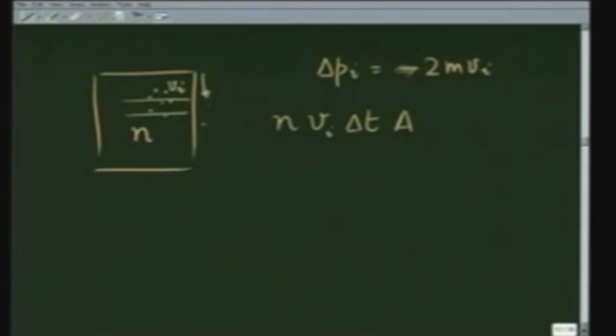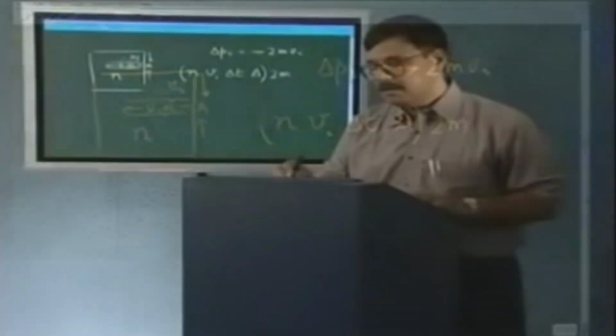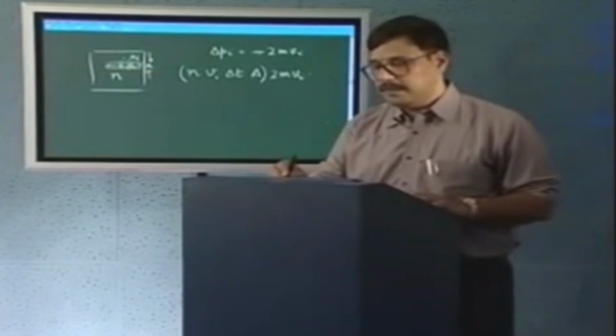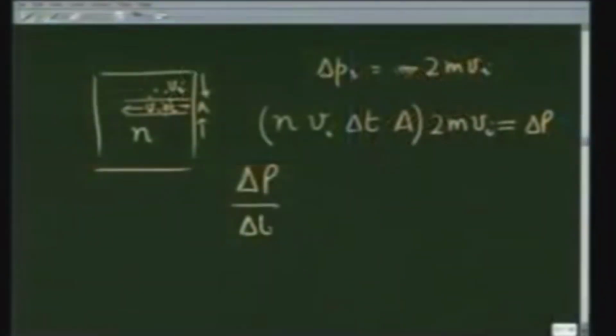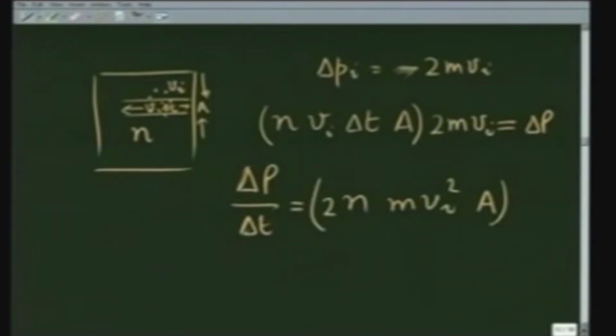area. This is the area, this is the length vi delta t, and in volume A times vi delta t I have n times this many particles. This many particles are hitting in time delta t, and they are each imparting momentum 2 m vi. So, net momentum transferred is going to be this, and therefore, I get delta p over delta t, which is n m vi square times 2 times the area. This is the net momentum transfer, and therefore, this is the force applied by these particles on the wall.